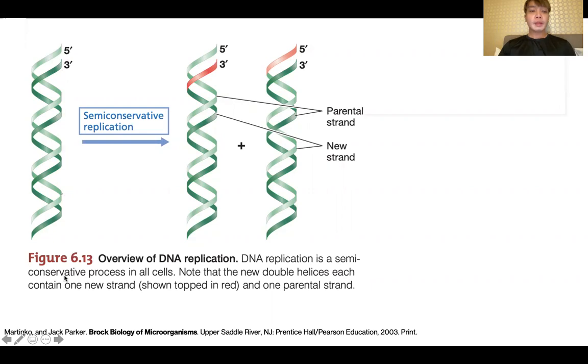Okay. DNA replication is a semi-conservative process in all cells. Why? As you could see here, we have the parent DNA, or the old DNA, and each newly synthesized DNA has a copy of one parental strand and the newly synthesized strand. Okay, that's why it's called semi-conservative.